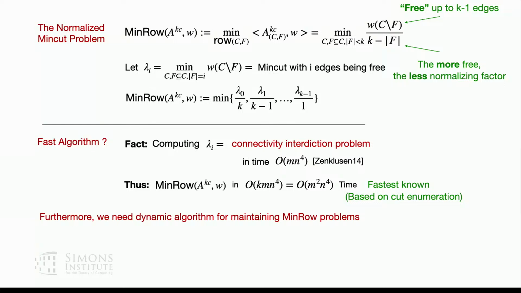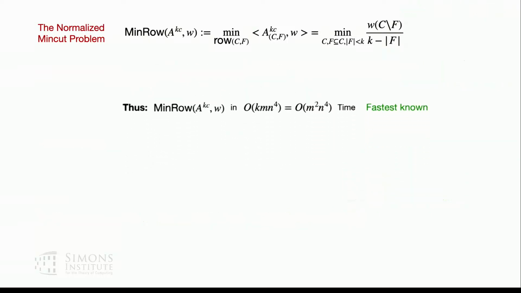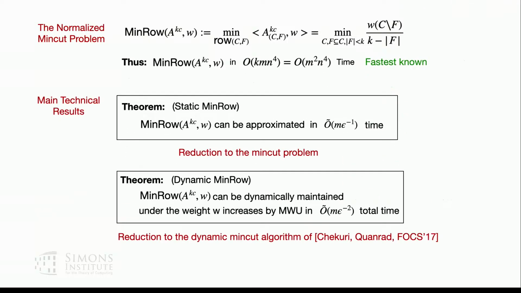But for our purpose, we need something much faster than that. We also need to be able to maintain this cut as well. So this seems to be a very, very difficult problem. And the main result of this paper is that this min row problem is not that difficult, in the sense that we can actually reduce this to the min cut problem.